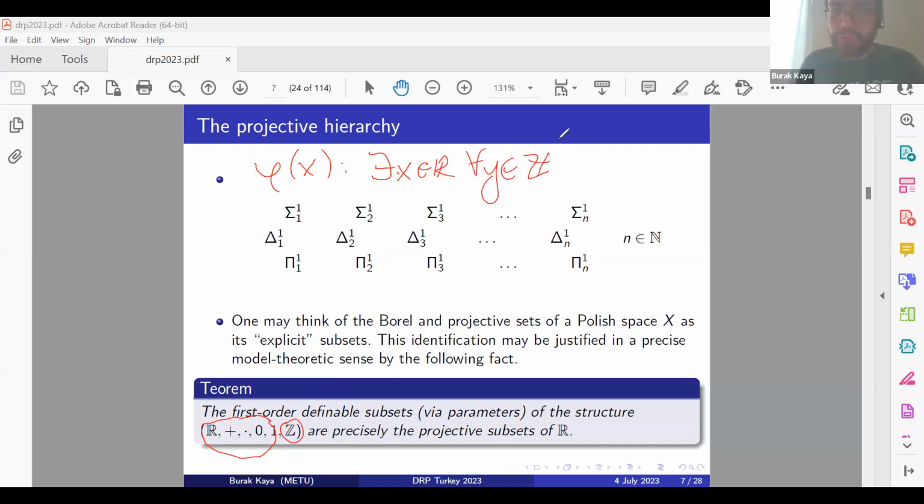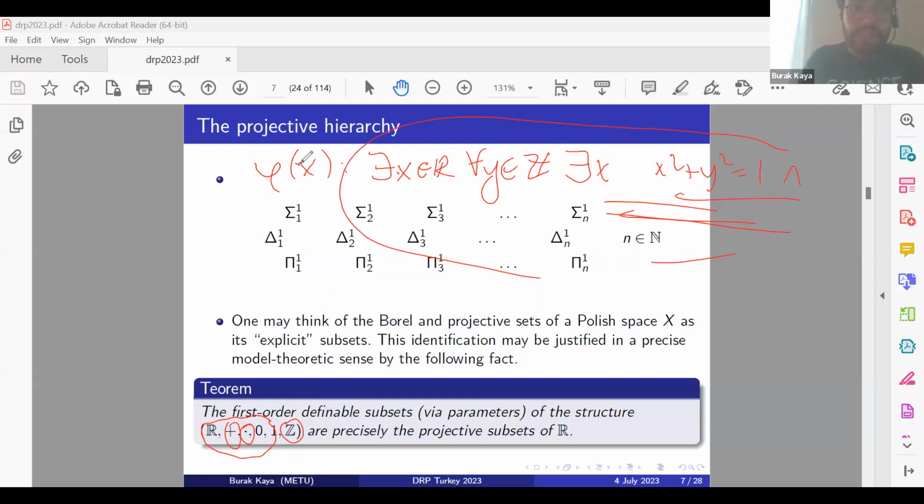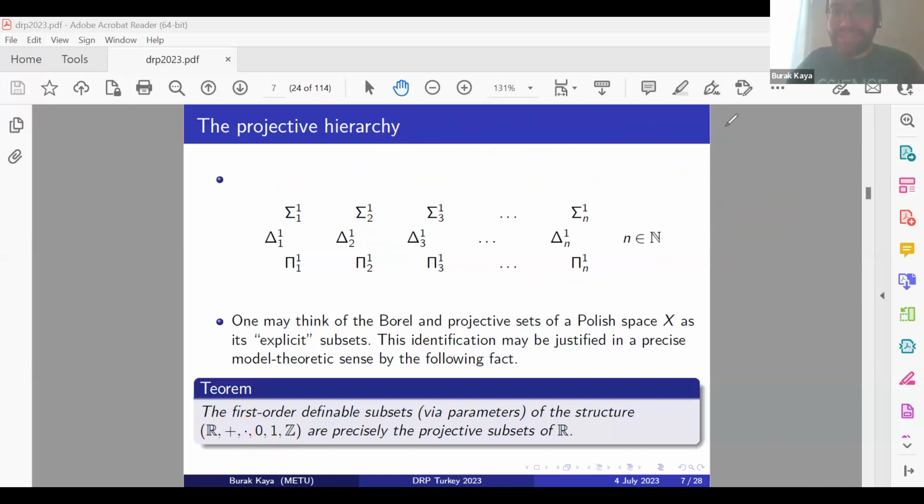Okay, things like this. You write something like this, and then maybe you put some other stuff. You're allowed to use multiplication, addition, 0 and 1, x squared plus y squared is 1, and so on. You write something here. Then the corresponding set, let's put a u here, u equals x or whatever. This formula will define a subset of real numbers. That is going to be a projective set. And that's a theorem. The subsets of the structure which are first order definable via parameters are precisely the projective sets, sets that you can find here. And there's actually a correspondence between these things and the definability.